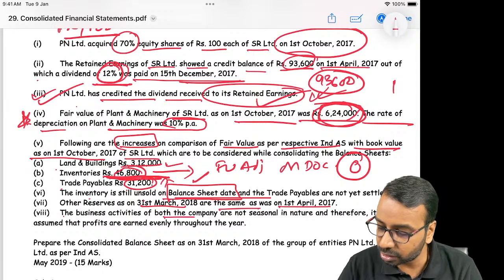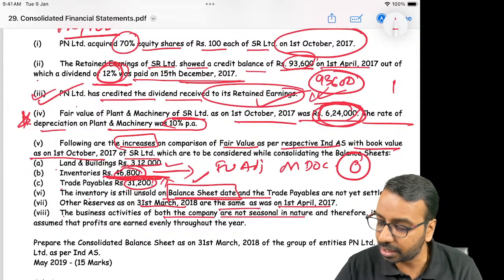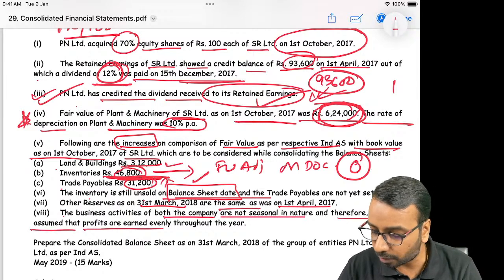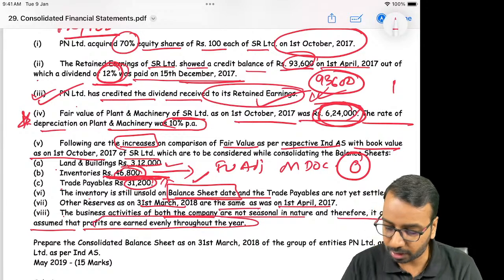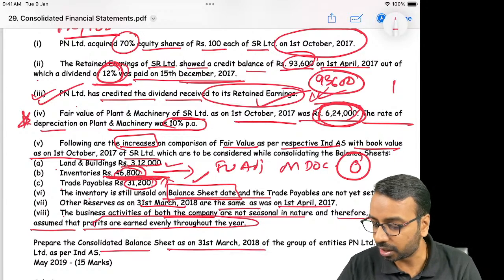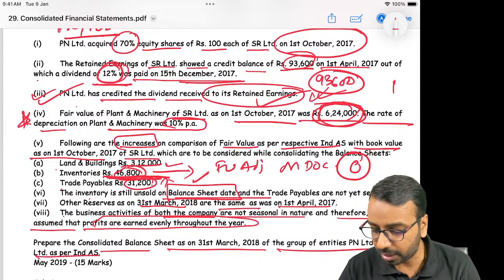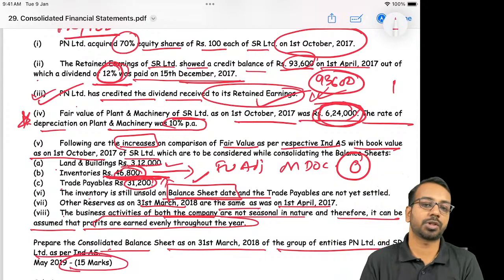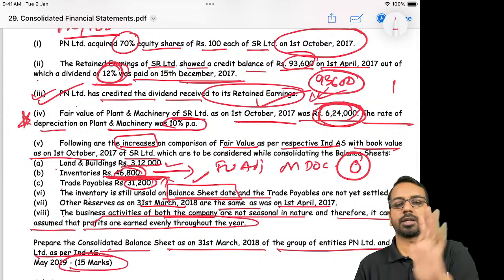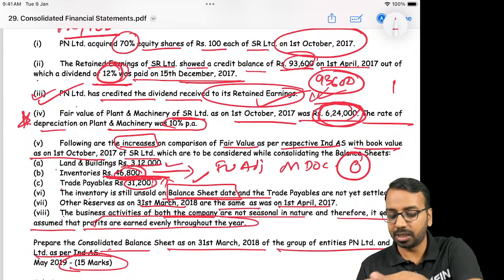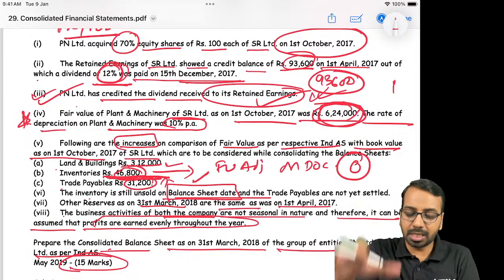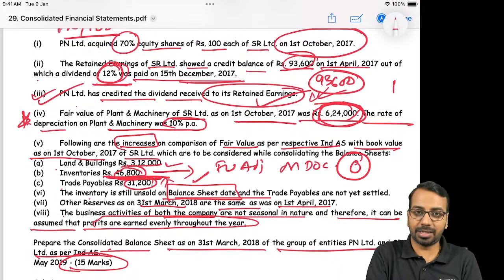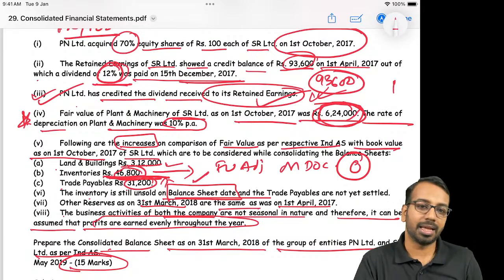The business activities of both the companies are not seasonal in nature and therefore it can be assumed that profits are earned evenly throughout the period. Prepare the consolidated balance sheet on 31st March for the group of entities PN and SR as per Ind AS, a 15 marks question. Now this can also be given as a 14 marks question. In the current examination, they will remove one or two adjustments. This covers broadly all the adjustments that are generally tested in the examination.